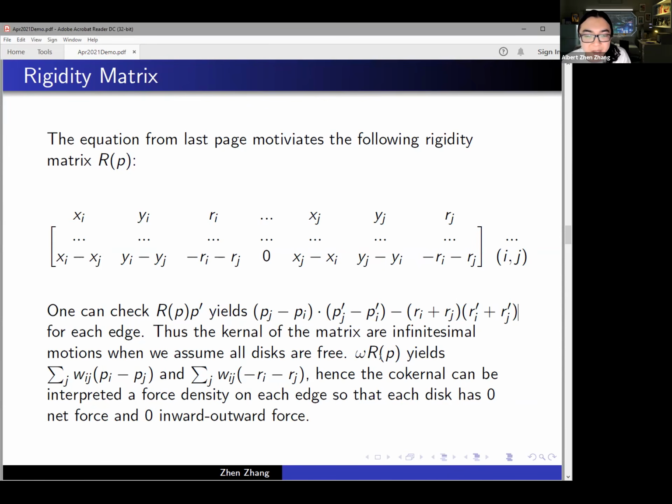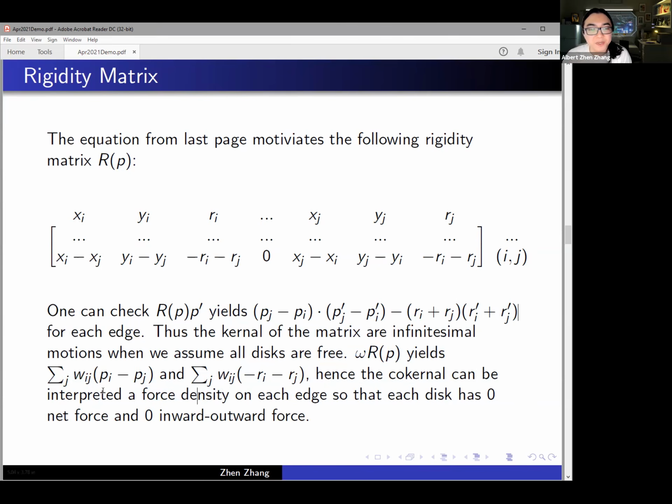If you left multiply by vector omega, then first you use a force balance on x and y. But on R, you have this weird thing. You can interpret it as a polar force sum. So you can interpret this scalar sum as basically you sum up all the outward force, then subtract the inward force as scalars.